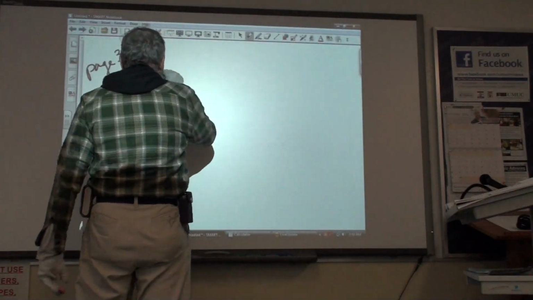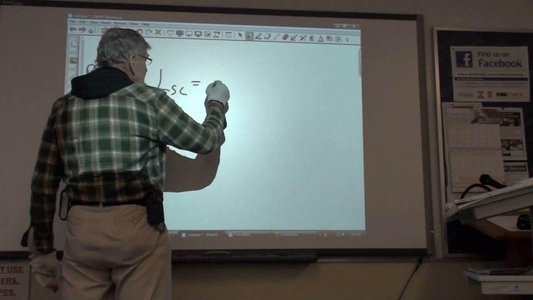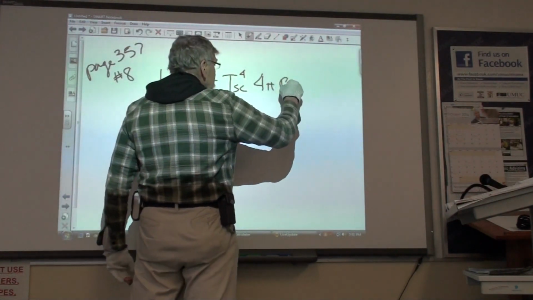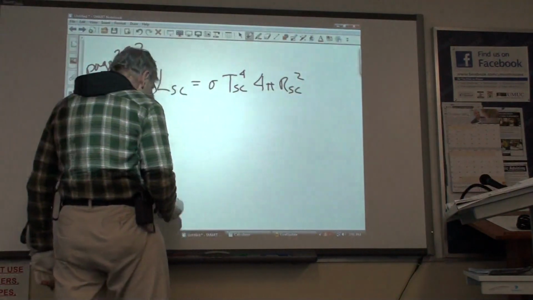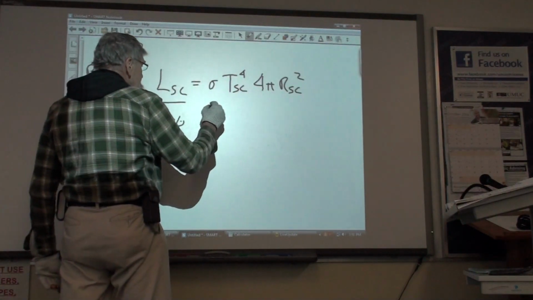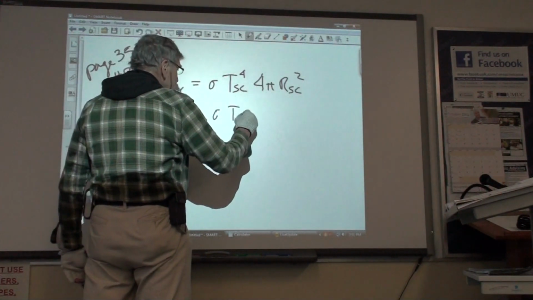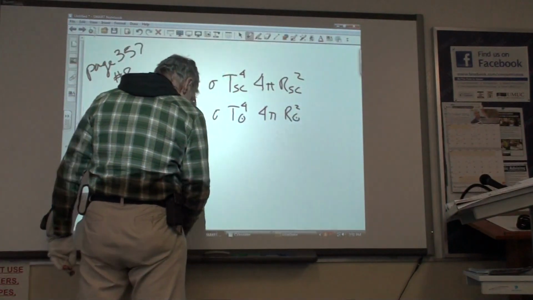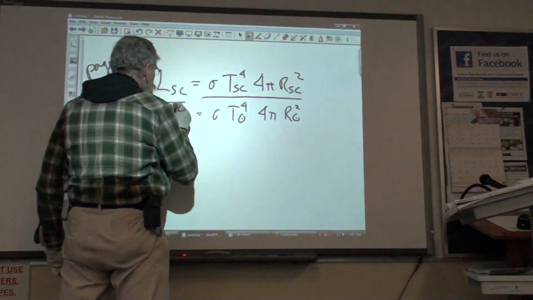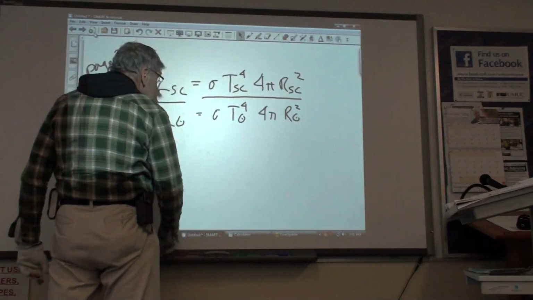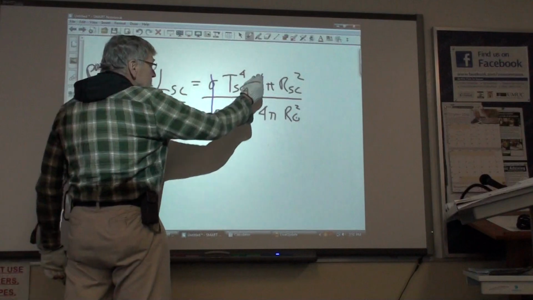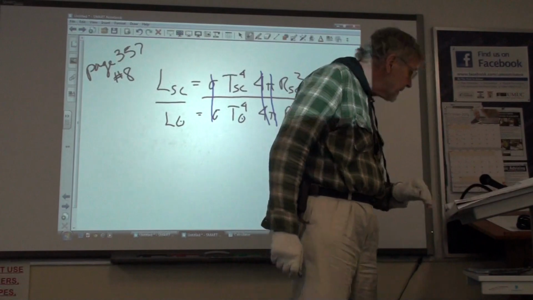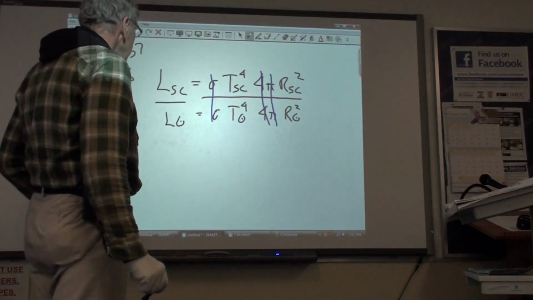Well, the luminosity of this Sirius companion is equal to sigma T Sirius companion to the 4th power, 4 pi R Sirius companion squared. And of course, the luminosity of the Sun is equal to sigma T Sun, 4th power, 4 pi R radius Sun squared. And if we divide one equation by the other equation, then we see we have certain cancellations. For example, the sigmas cancel, the 4's cancel, and the pi's cancel. So what we're going to ask for is the radius, and we're given some other pieces of information.